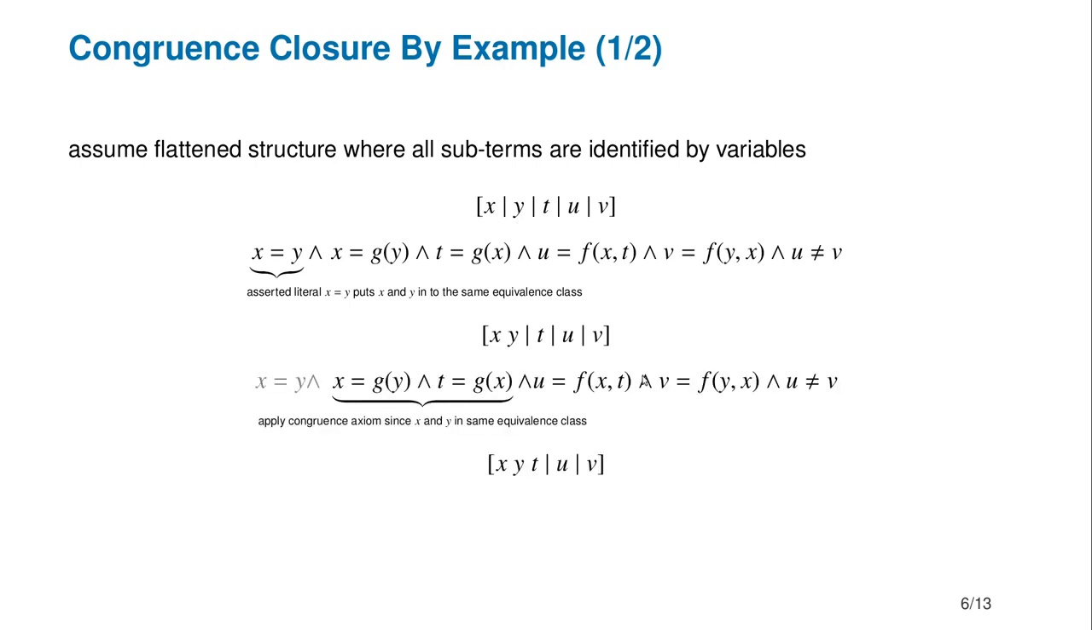This gives us some new knowledge that x and y are the same. What we can do now is replace, for example, this y by x, and then by transitivity we know that x equals g of x equals t. We also used commutativity, and therefore we can infer that x and t are equal, and therefore it goes into the class of x and y. So we have now x, y, t in one class.